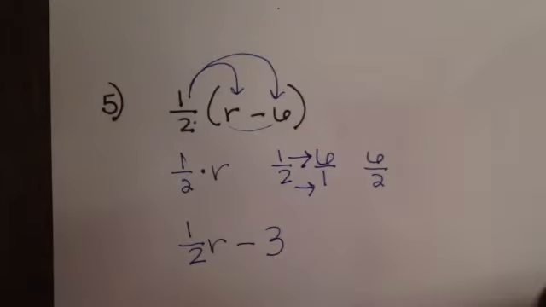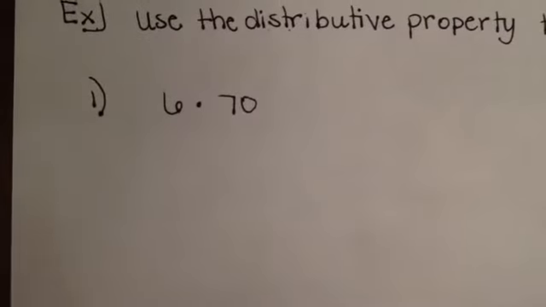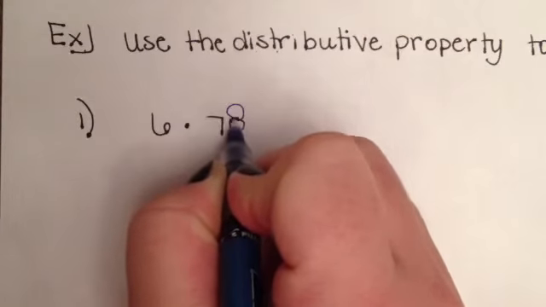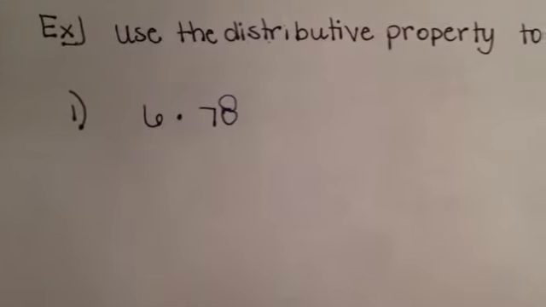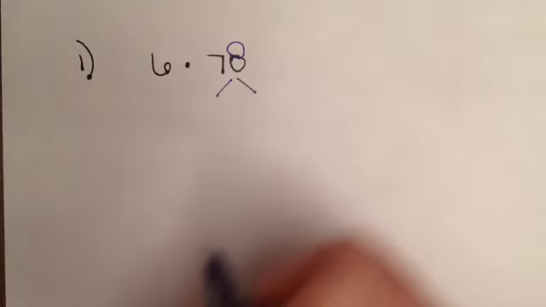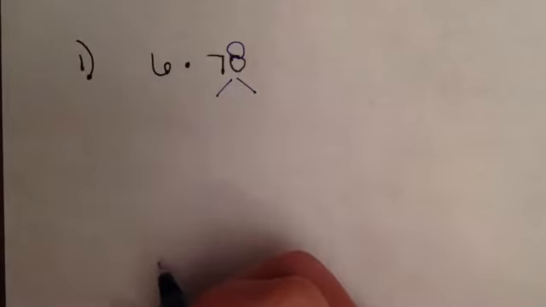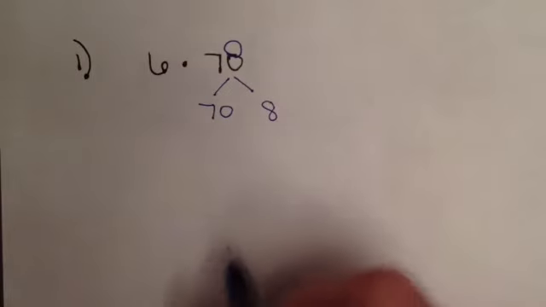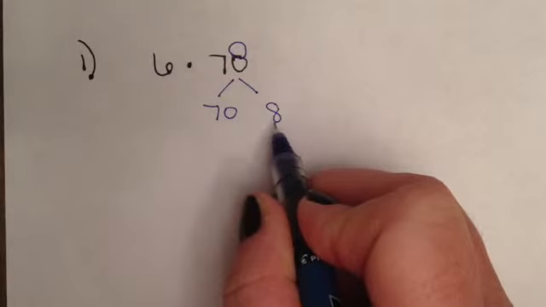Now, the distributive property comes in handy when you are multiplying without a calculator. That should say 6 times 78. Okay, so when you don't have a calculator or a piece of paper and you want to do this really quick, you can use the distributive property to break up the number 78. Okay, so instead of doing 6 times 78, I'm going to break this up. I want it to end in 0, so I'm going to break this up as 70 and 8. Do you agree that 70 and 8 makes 78?